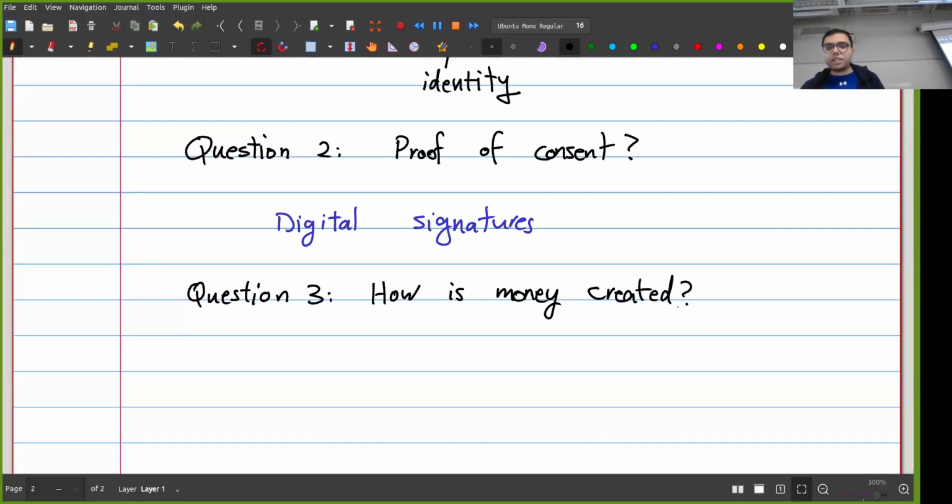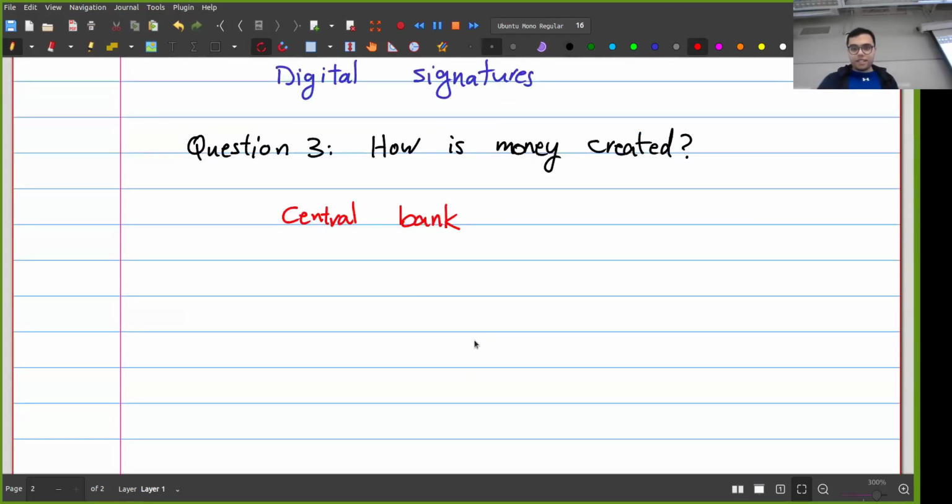And here I can just say that, well, this is the bad answer that I have. The central bank does it. Okay. So the idea is that the central bank has the ability to just give people money out of nowhere.